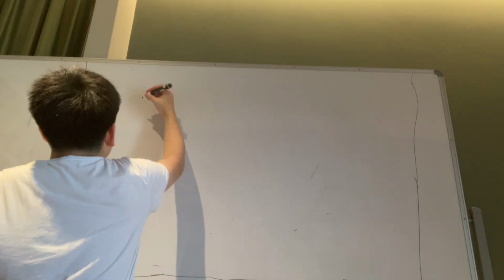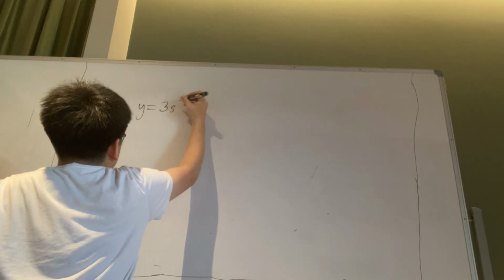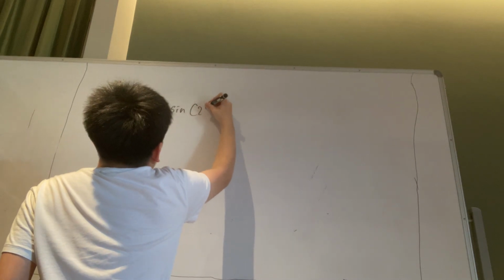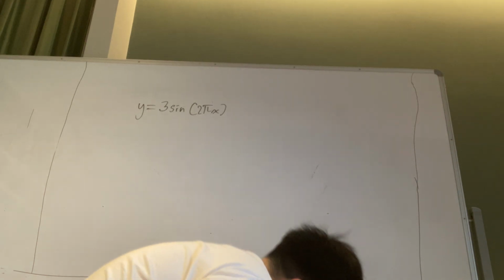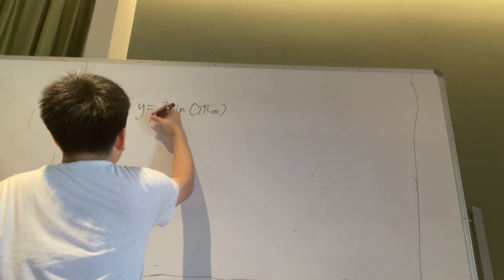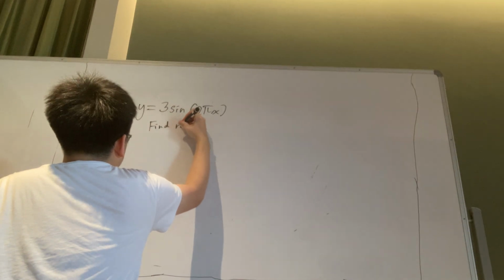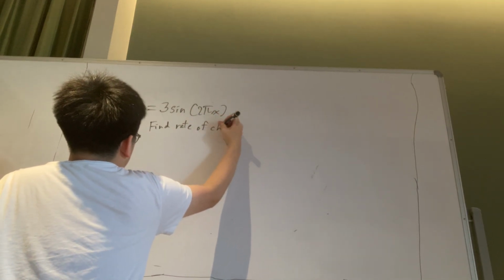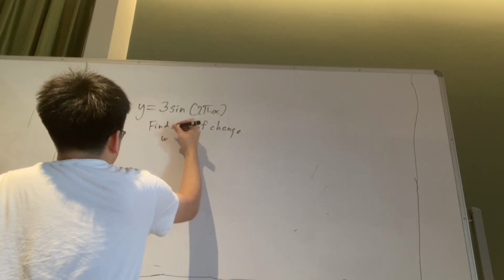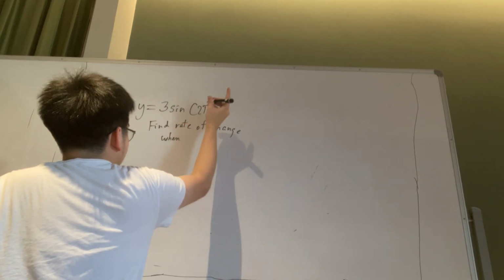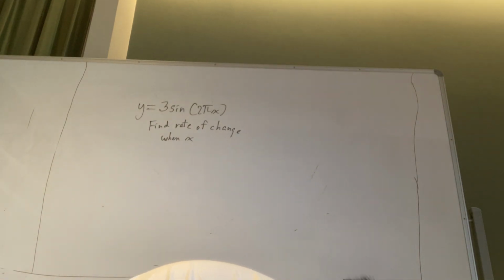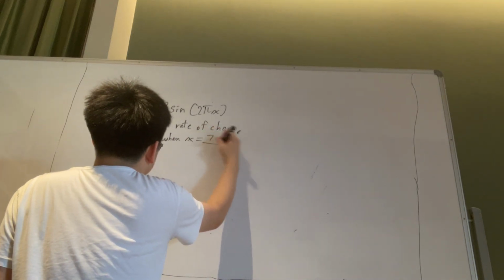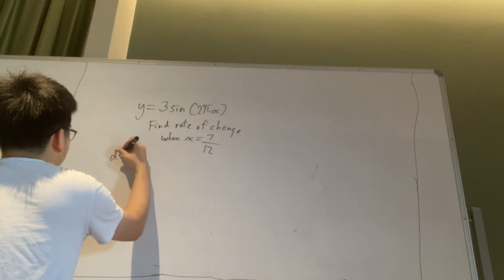Given that y equals 3 sine of, is it 2 pi x? It's 2 pi x. y equals 3 sine 2 pi x, find the rate of change when x equals 7 over 12. Well, since they specified the independent variable, and this function depends on x, it's going to be dy/dx, or y prime in this case, when x equals 7/12.